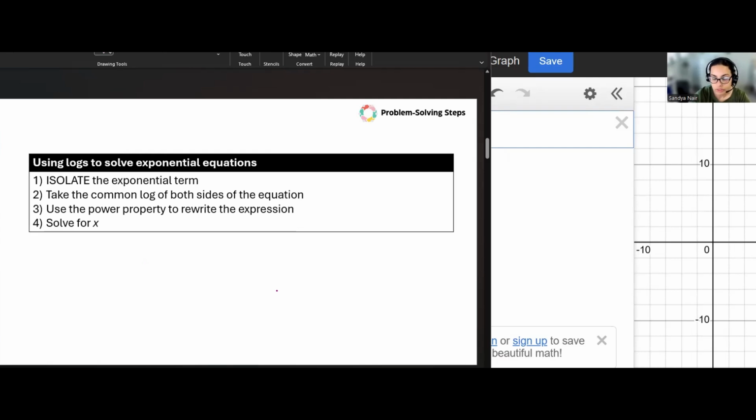Now we can use logs to solve exponential equations. We're going to start off by always isolating the exponential term and then take the common log of both sides of the equation. Then we'll use the power property to rewrite the expression and we'll work on solving for x.